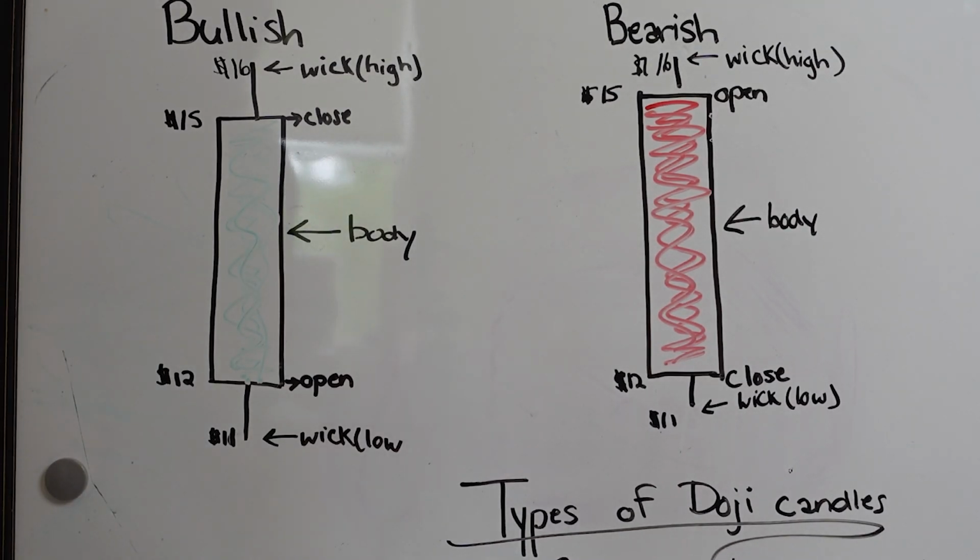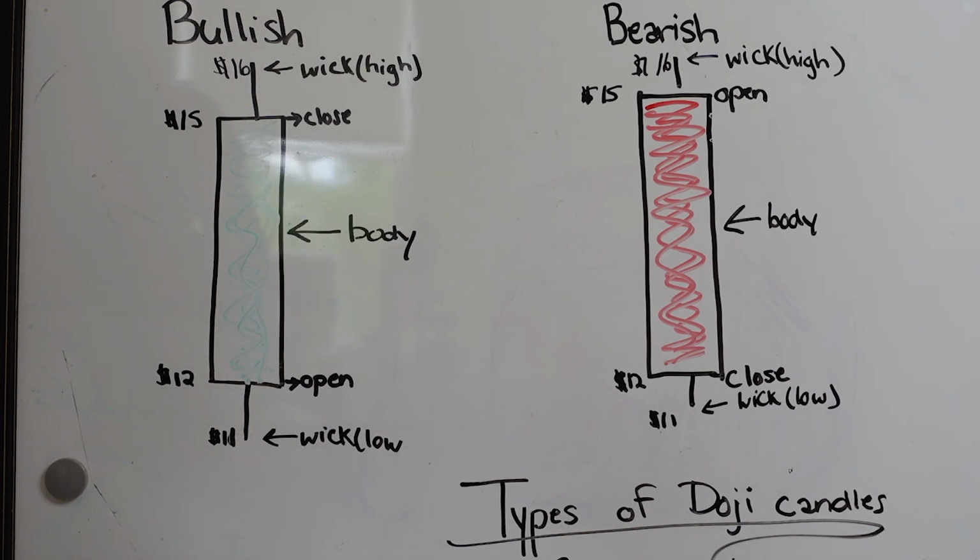Okay, so what bullish basically means is that the investor or trader thinks that the stock price is going to go up in the future. And then on the bearish side, the red candlestick, the investor or trader thinks that the stock price is going to be lower than where it is sometime in the future.